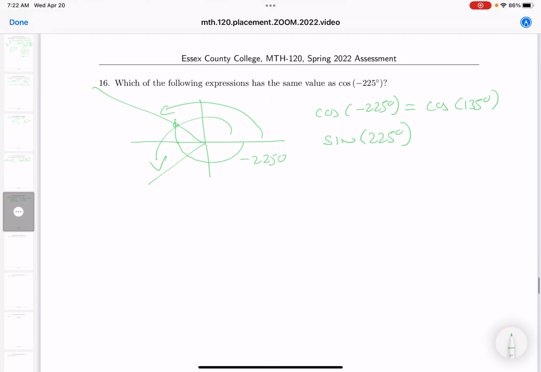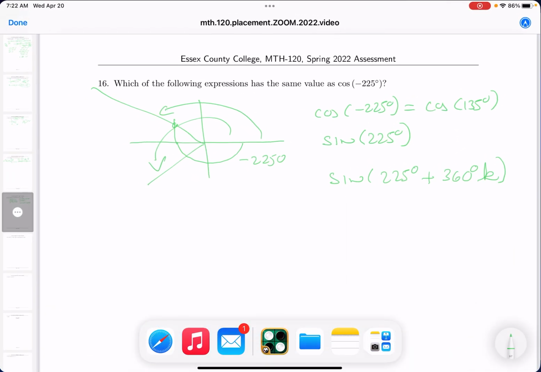It really could be. All right, again, you could write down the sine of 225 degrees plus 360 degrees k, where k is any integer. Again, k could be 0, could be 1, could be 2, could be 3, could be 4, minus 1, minus 2, minus 3, so forth and so on. Coterminal, so to speak. All right, that's number 16. All right, let's go to number 17.